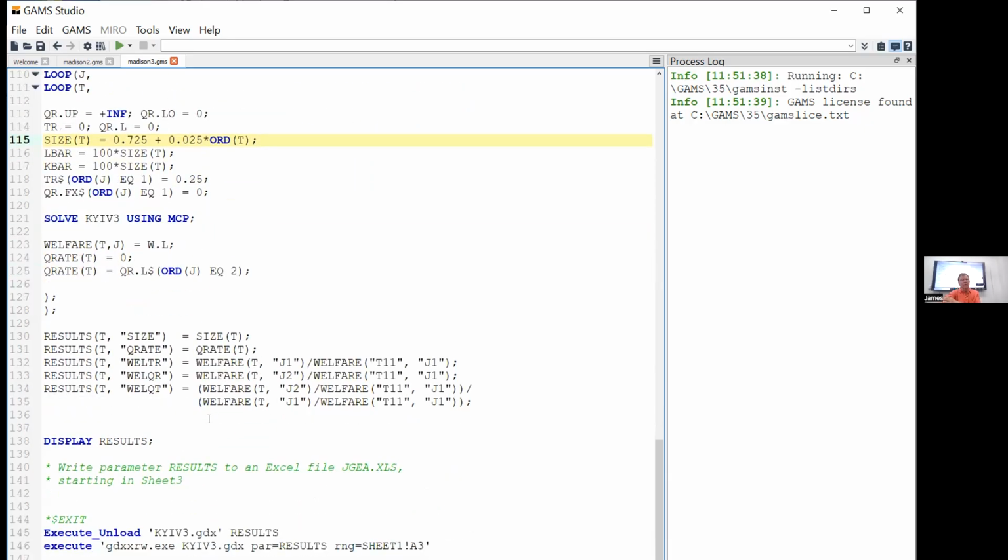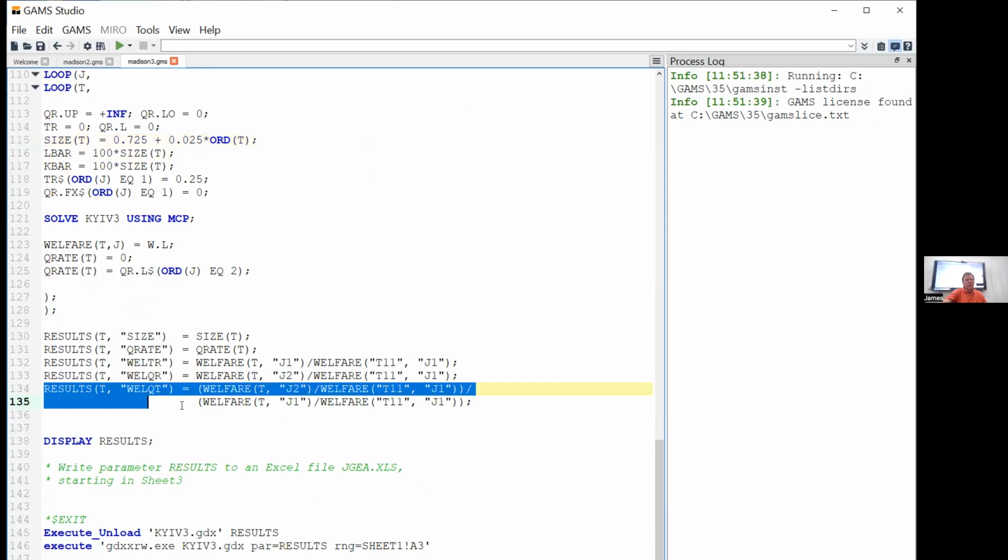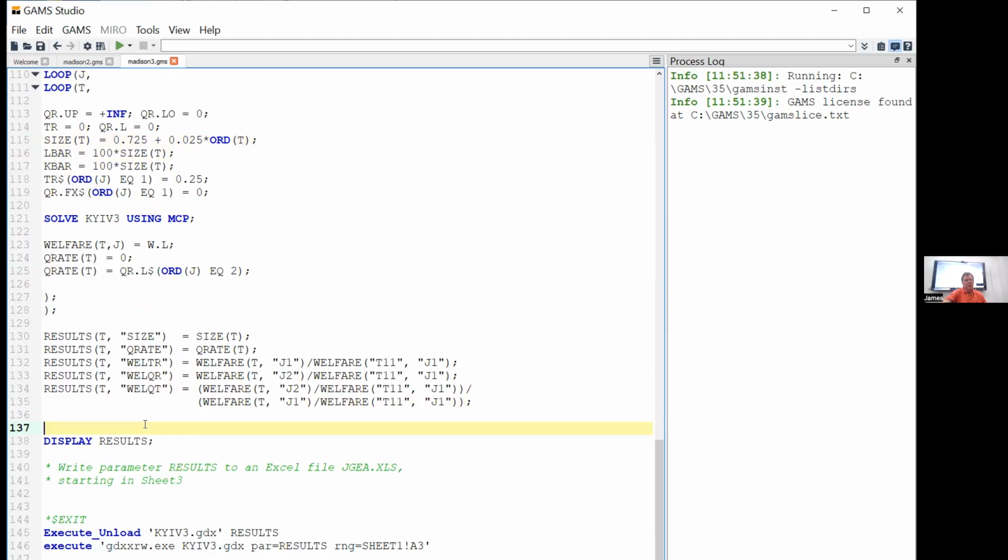Okay. And then again, after you get done, you can collect the results. I do that here. And there's a little extra one here, which just gives the ratio of the 2 for the display results. And again, you can dump that to an Excel spreadsheet.